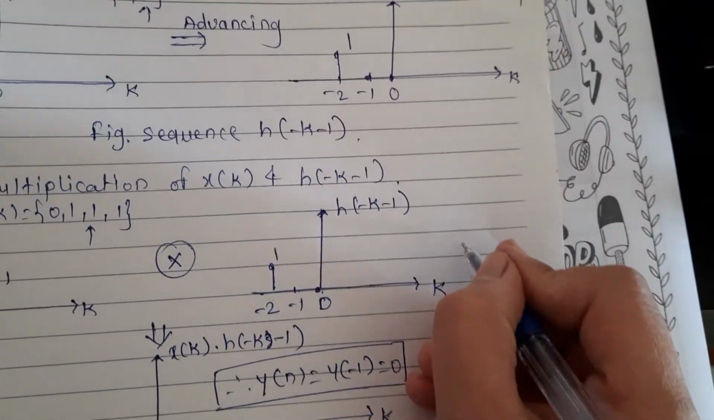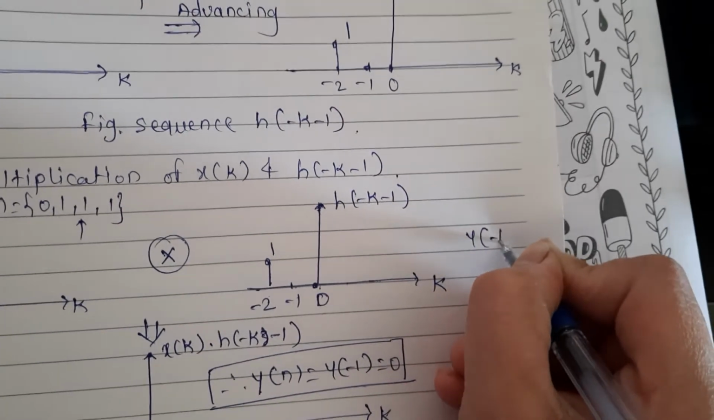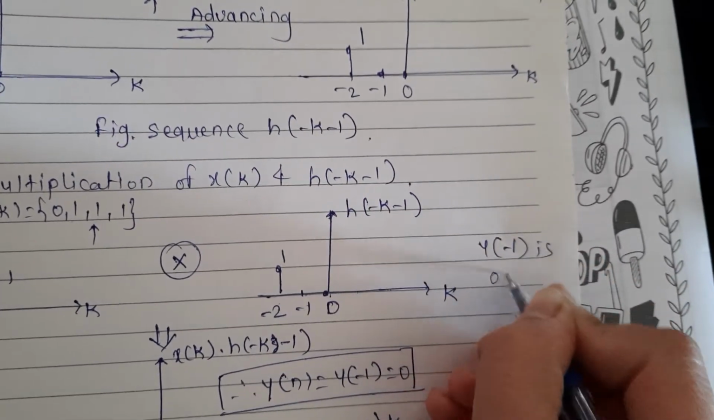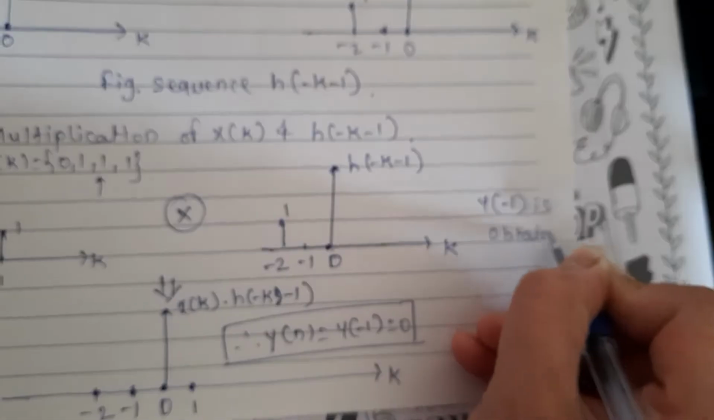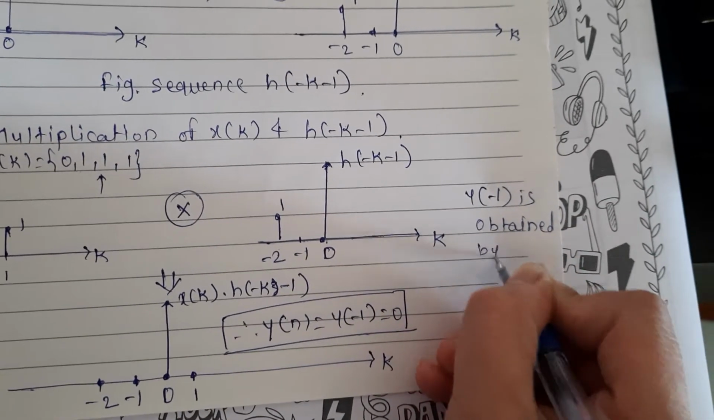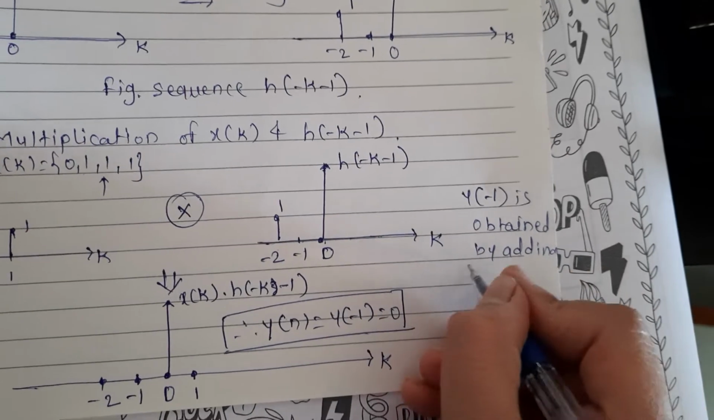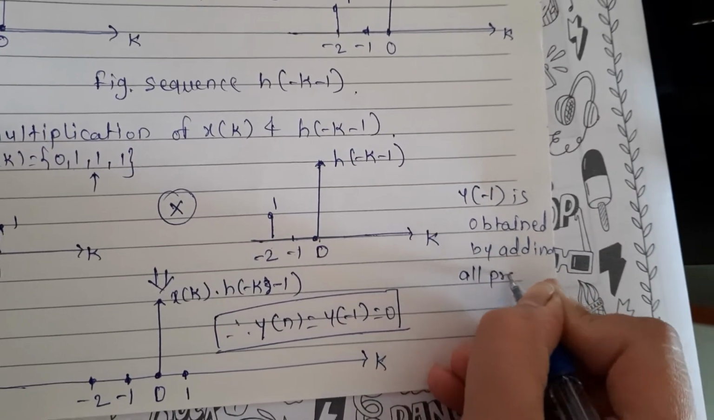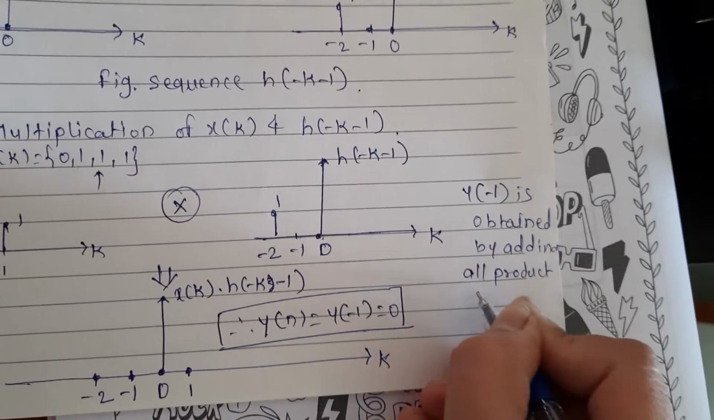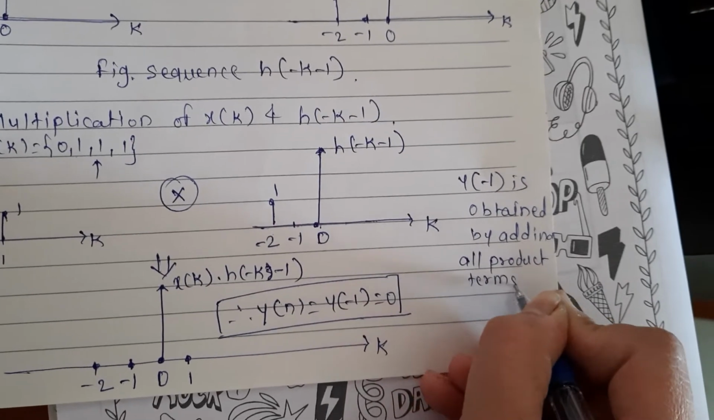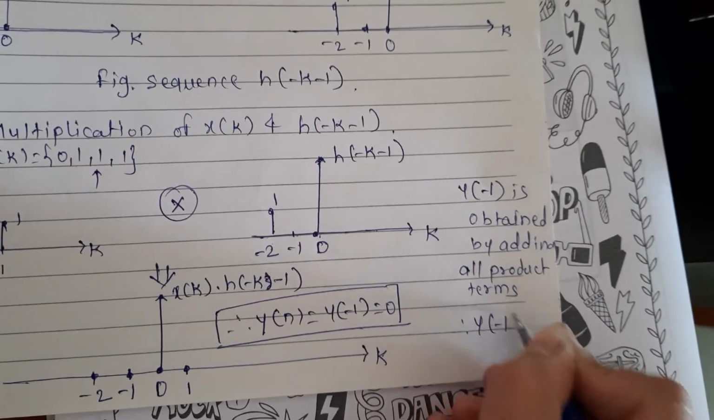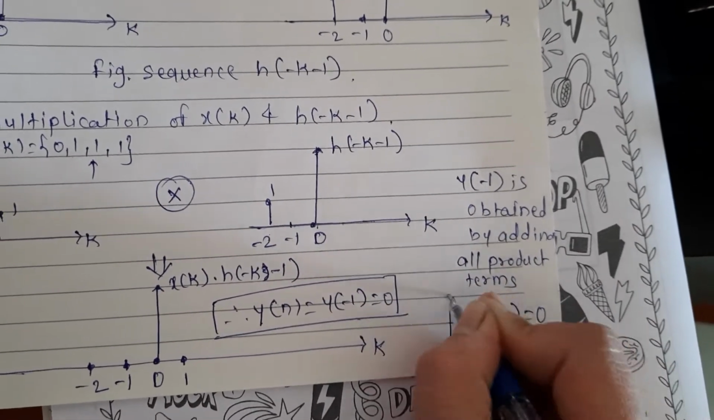So we write here y of minus 1 is obtained by adding all product terms. Therefore y of minus 1 is equal to 0.